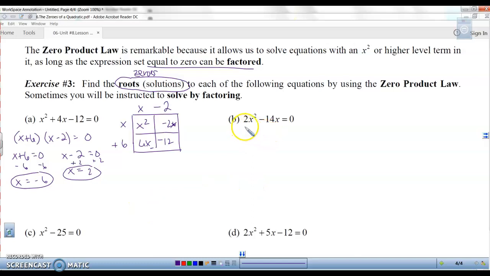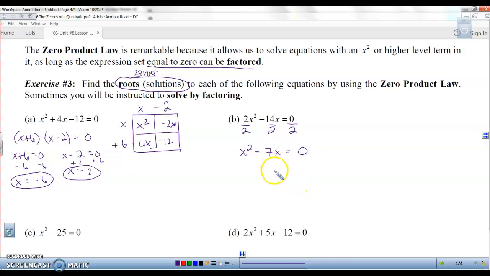Okay, let's try the next one. 2x squared minus 14x equals 0. All right, before we start, do you notice anything interesting about these numbers? Yeah, they divide by 2. So let's divide by 2. Now, I can't just divide by 2 on one side. I've got to do the other side as well. So divide everything by 2, and that gives me x squared minus 7x is equal to 0.